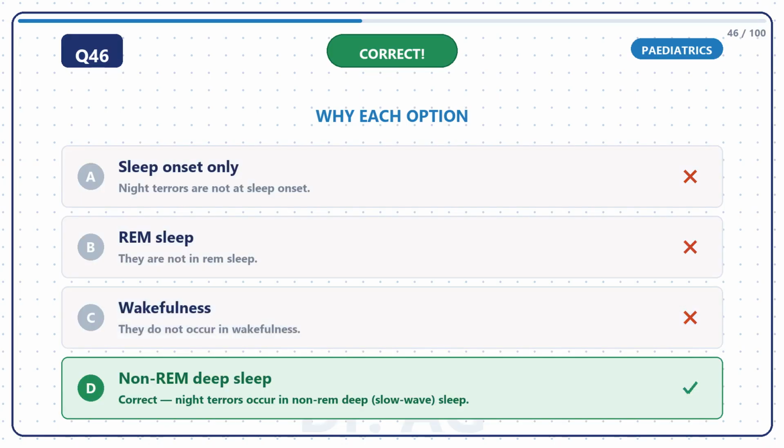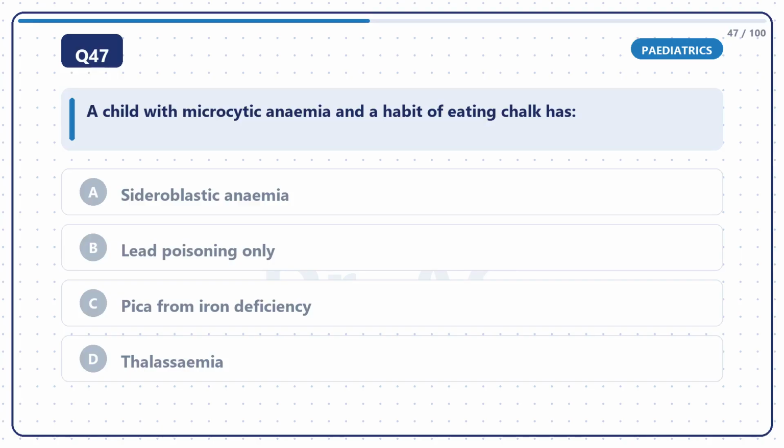And the correct answer is non-REM deep sleep. Correct. Night terrors occur in non-REM deep, slow wave sleep. So, the right answer is option D. Non-REM deep sleep.